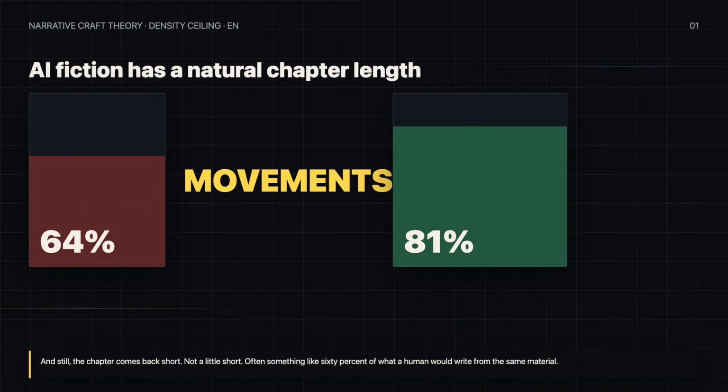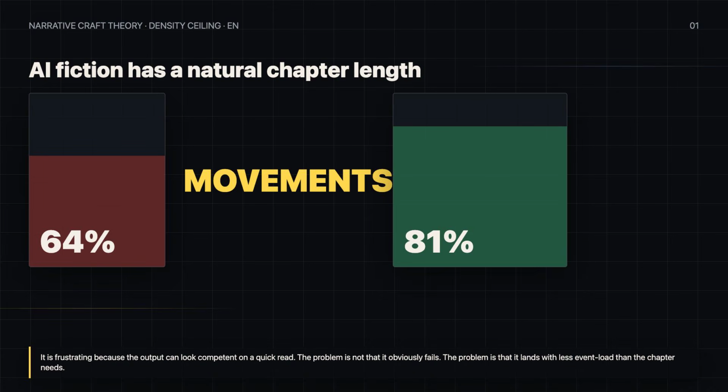Then you enrich the outline, add more context, add more source material, and the model quietly returns to the same comfortable length. That is the density ceiling. It is frustrating because the output can look competent on a quick read. The problem is not that it obviously fails. The problem is that it lands with less event load than the chapter needs.